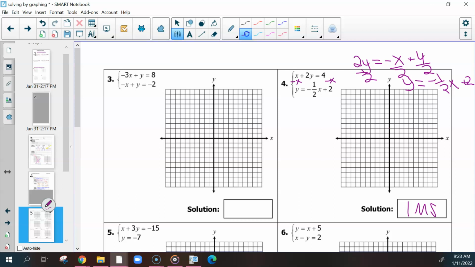So we will start at +2. Our slope is -1/2, so we can go up 1 to the left 2, as many times as possible, and down 1, right 2 as many times as possible.